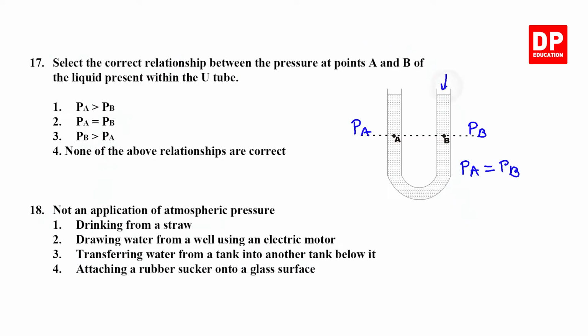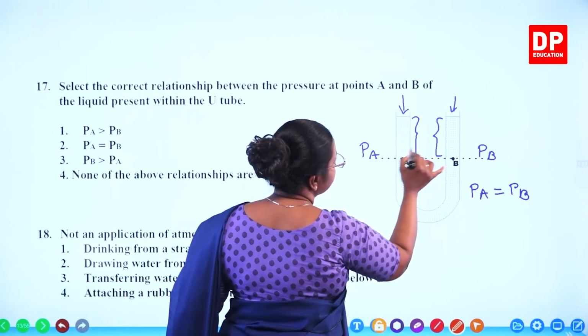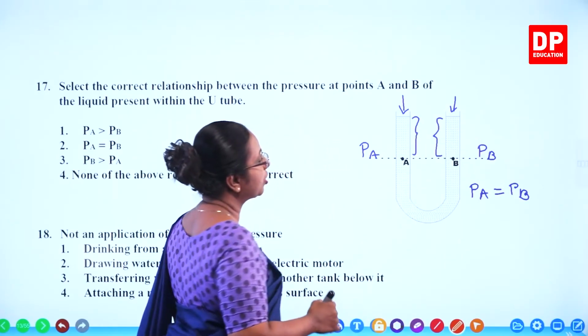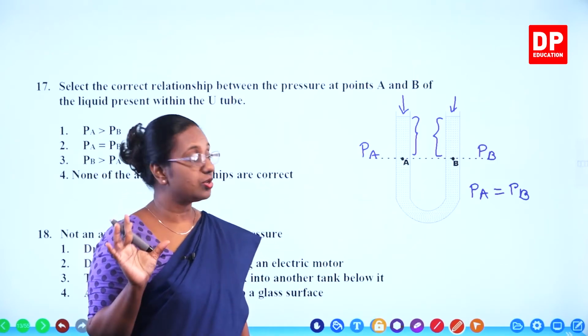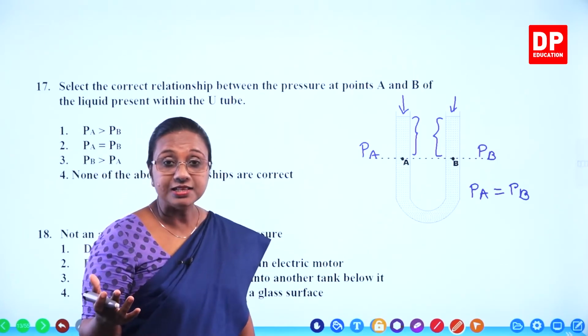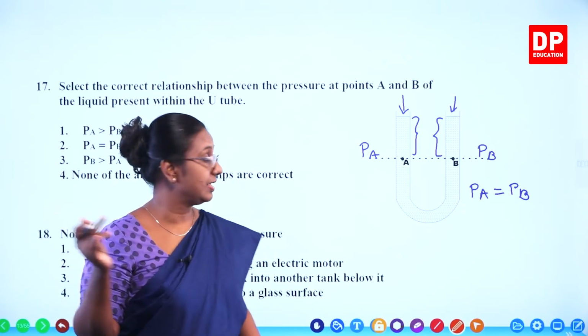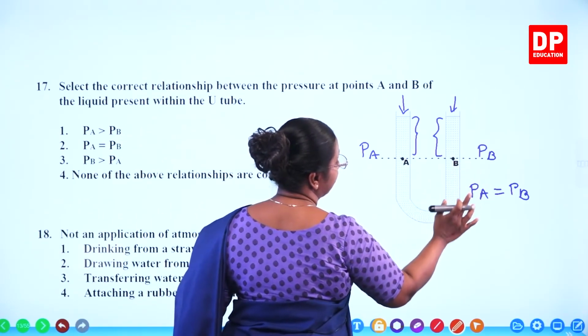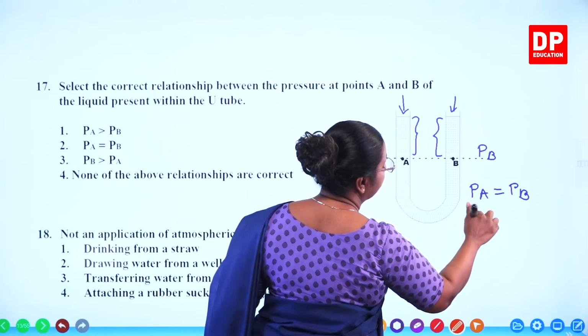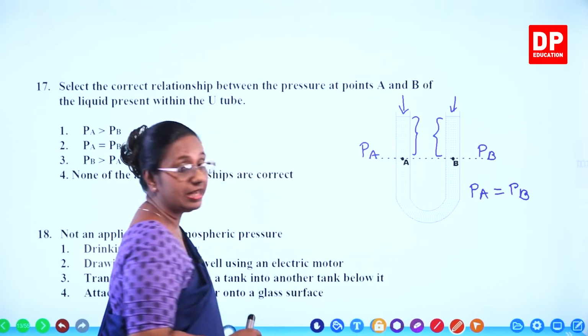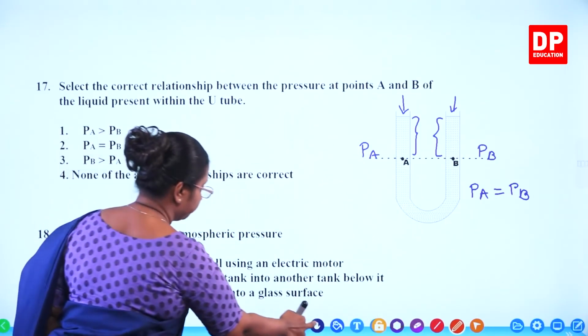Why? It is the atmospheric pressure acting at these 2 points. They are equal and this height is equal to this height. The pressure exerted by this water column or the liquid column is also equal. Or in other words, the pressure at the same level of a liquid is equal. So this is the same level. So either way, if you look at the values, PA should be equal to PB.